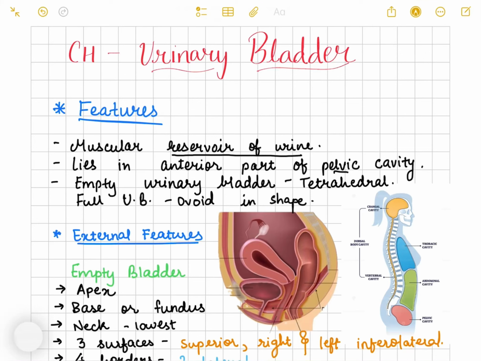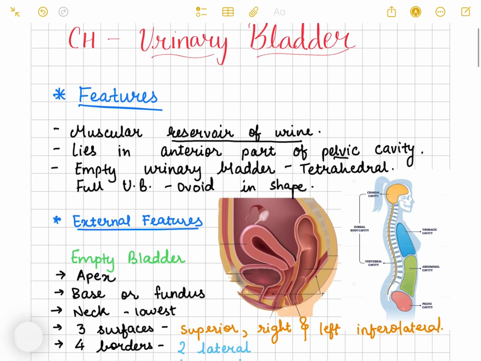In this video we will study about the anatomy of urinary bladder. So let's start. First is the features. The urinary bladder is the muscular reservoir of urine. What does it mean? Whatever urine is produced by the kidneys, via the ureter, it gets stored in the urinary bladder. So urinary bladder acts as a reservoir of urine.